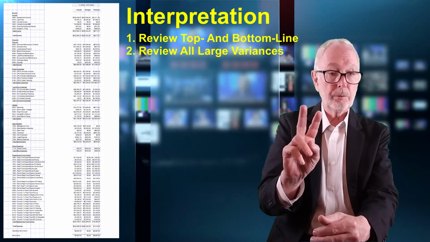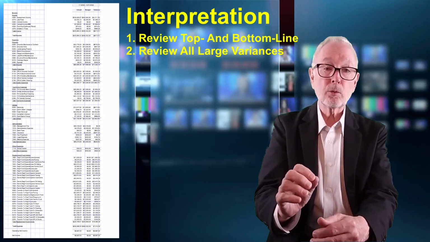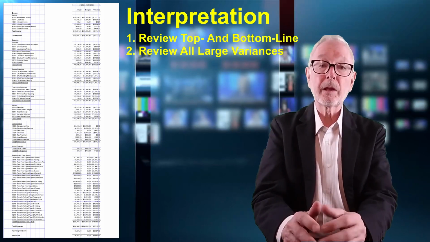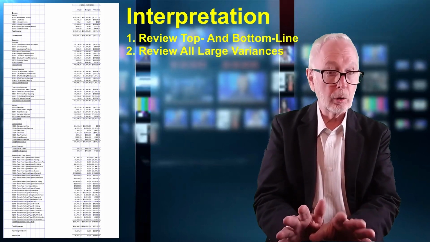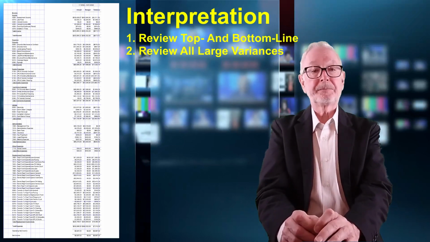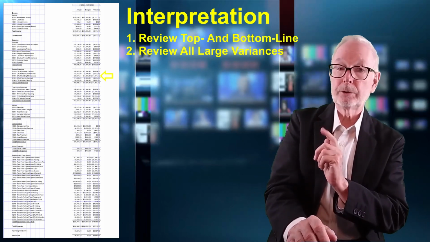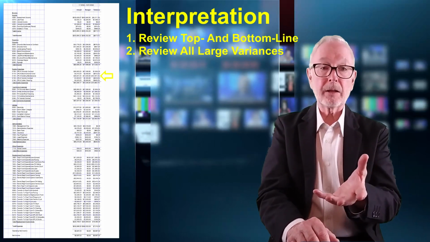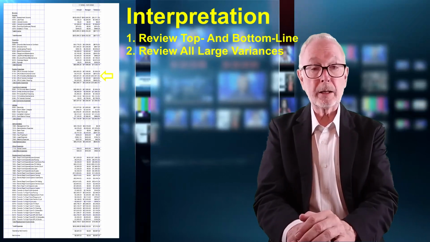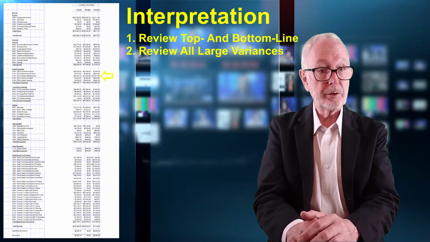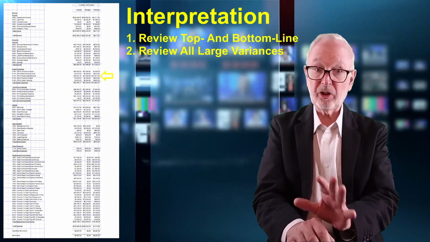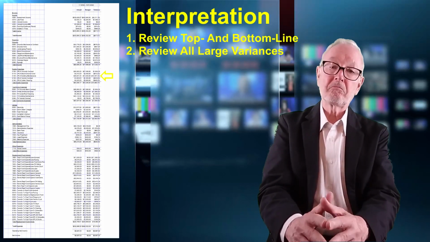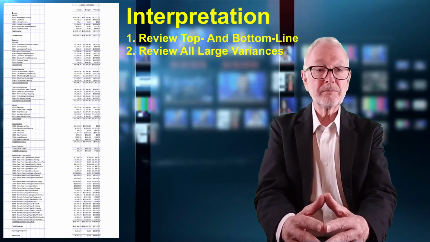In step two, I look at any individual entries that have unusually large variances. I actually look for large percent variances. For example, duplex building maintenance has a variance of $15,000, which works out to a percent variance of 107%. This is large. What is the explanation for this variance? It would be nice to know.